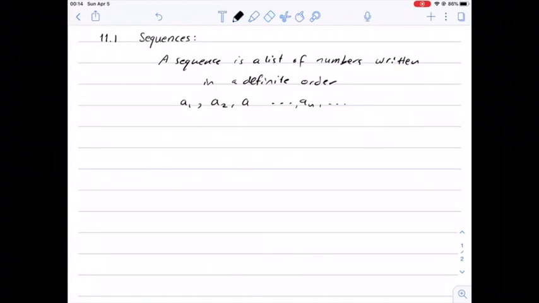In this video we talk about sequences. What do we mean by a sequence? A sequence can be thought of as a list of numbers written in a definite order.